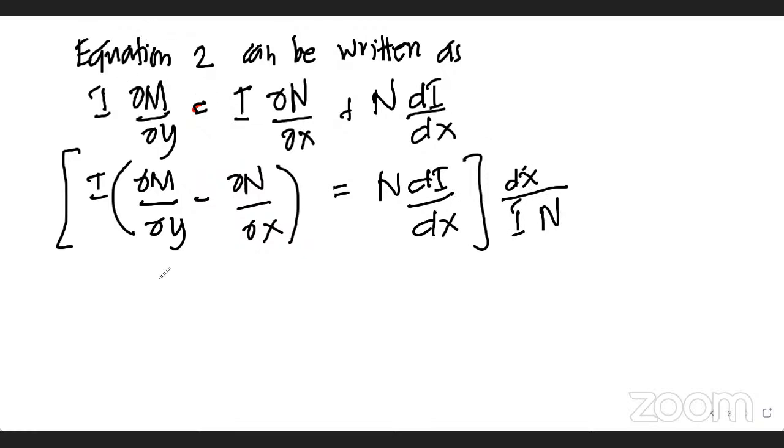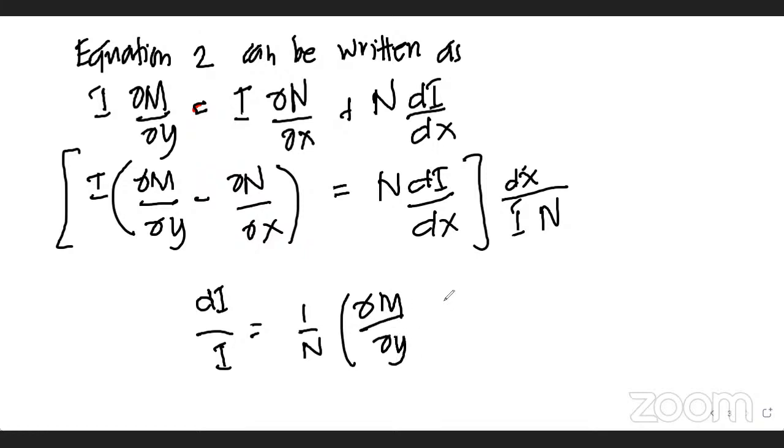And the resulting equation will be, ito na lang sa kabilang side yung I. So di over I is equal to 1 over n times the difference, partial of m with respect to y minus partial of n with respect to x, times dx. Okay, so the next step is to integrate so that we can obtain the integrating factor. And taking note that integrating factor is a pure function of x.